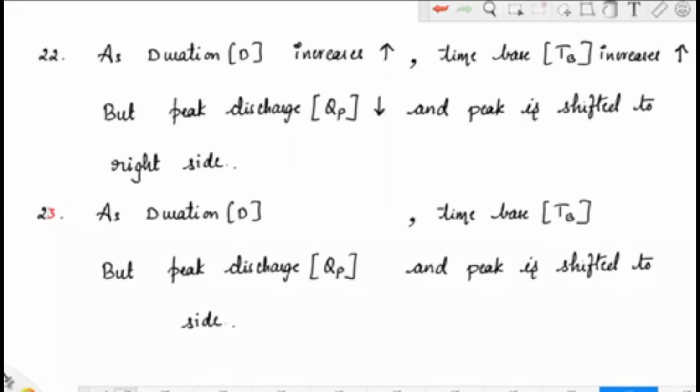Twenty-third point, as duration decreases, time base decreases, but peak discharge increases and peak is shifted to left side. So these are the points which you have to remember with respect to this chapter, hydrograph completely.